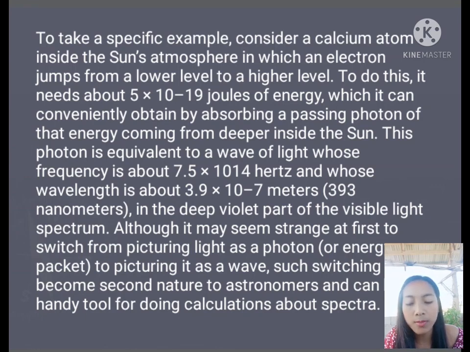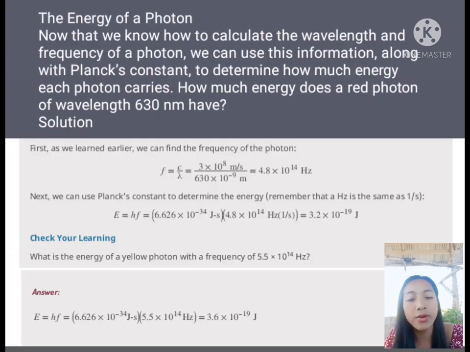Although it may seem strange at first to switch from picturing light as a photon or energy packet to picturing it as a wave, such switching has become second nature to astronomers and can be a handy tool for doing calculations about spectra. Now that we know how to calculate the wavelength and frequency of a photon, we can use this information along with Planck's constant to determine how much energy each photon carries. So let's have the first example.